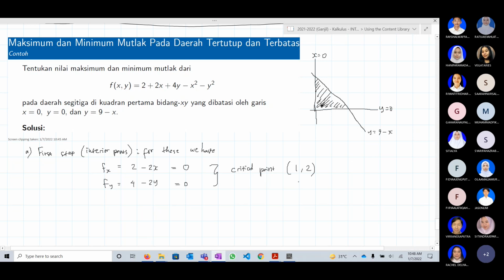Then in this case we have that f at (1, 2) is 7.